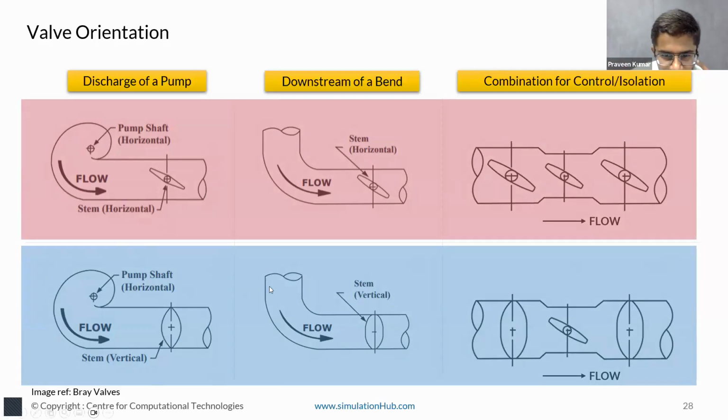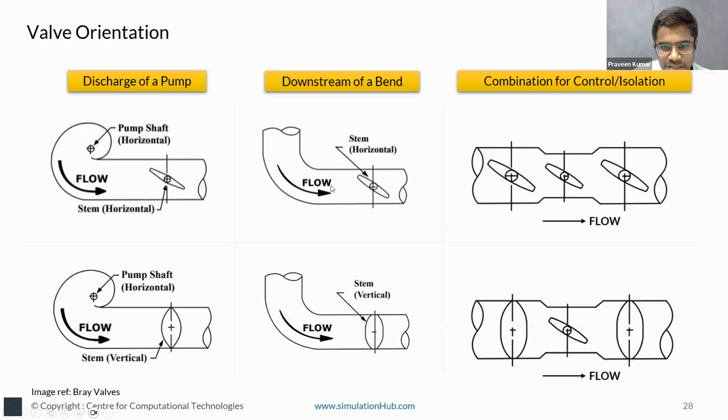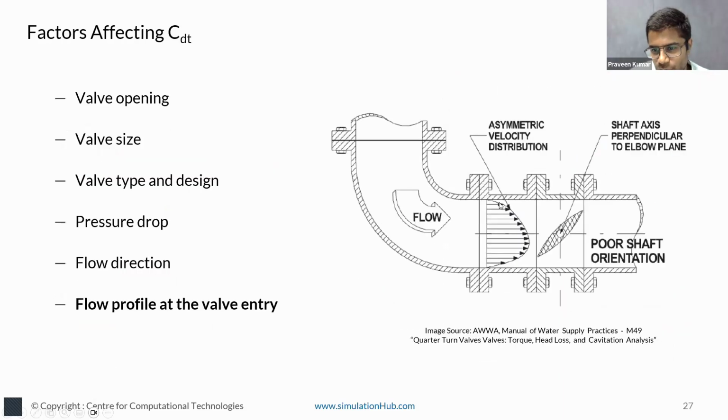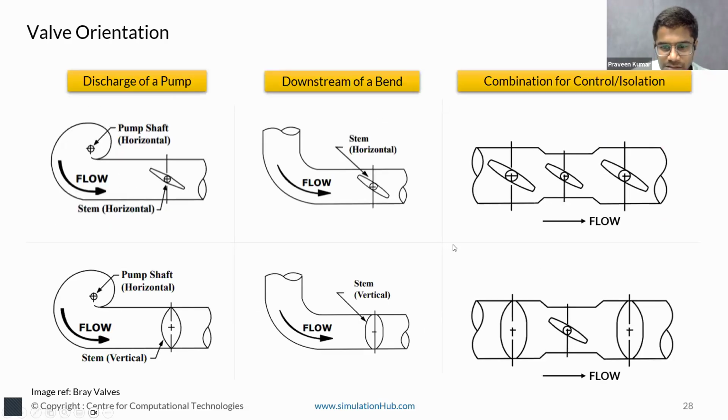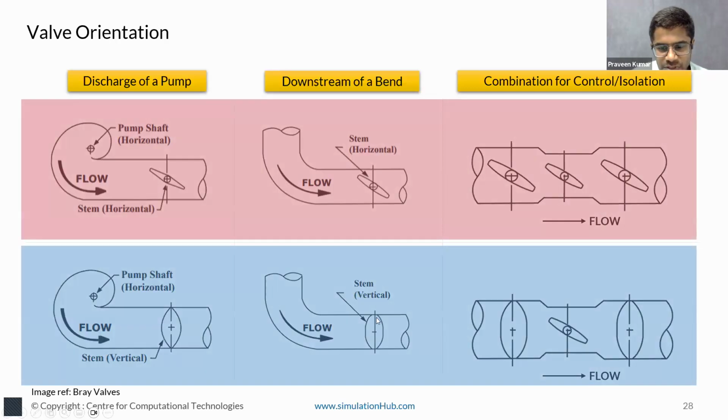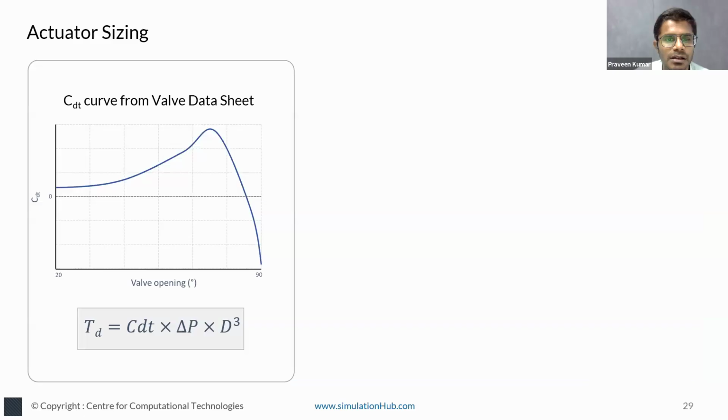Here it's very simple. I'll take the case of a bend. In the previous slide, we saw the flow profile exposed to the disc will be non-uniform. In this case, it is better when the stem is vertically placed, and then both sides of the disc surface will have a better flow profile faced by the disc. That's the reason this is recommended.